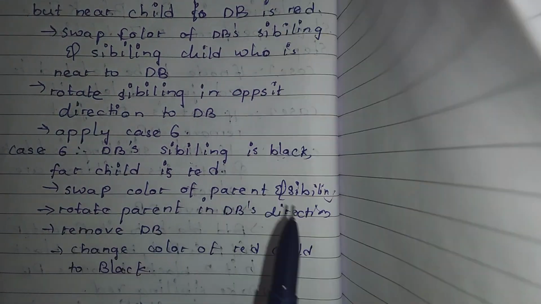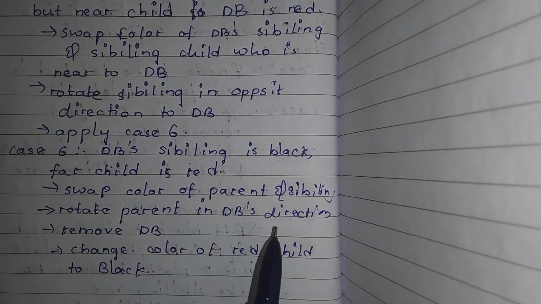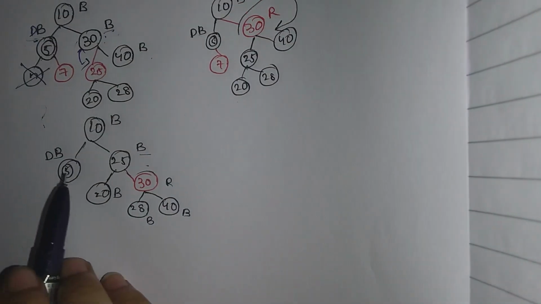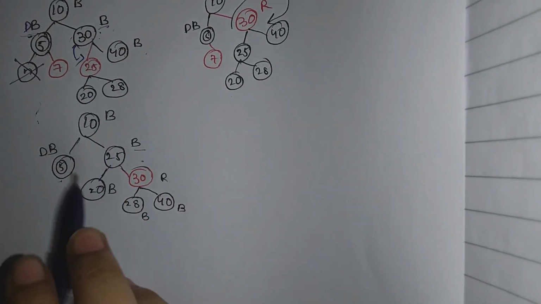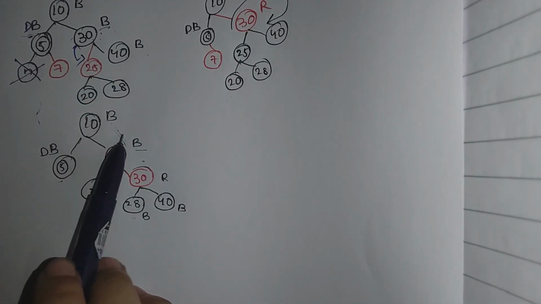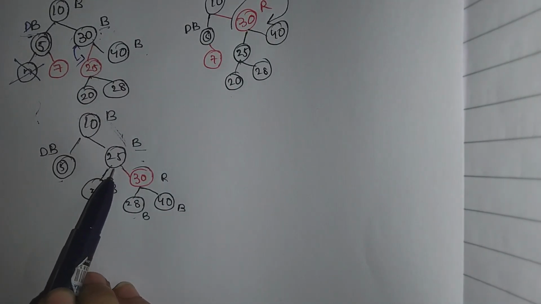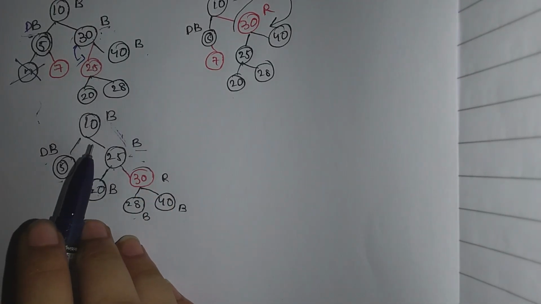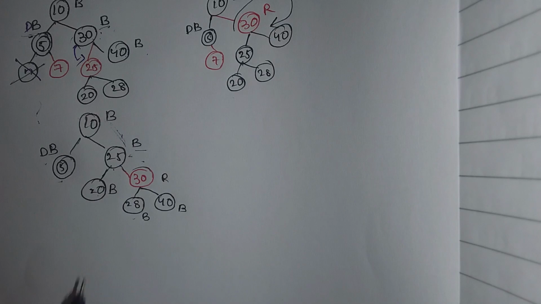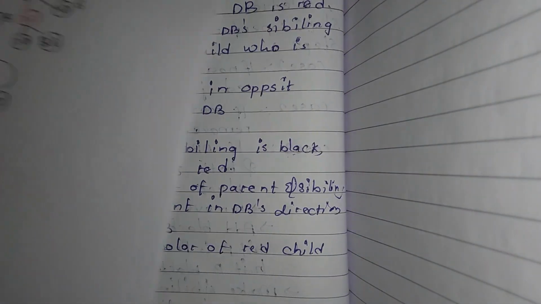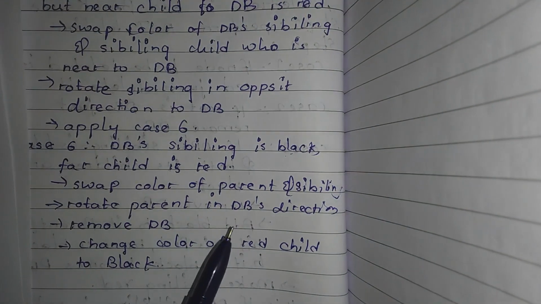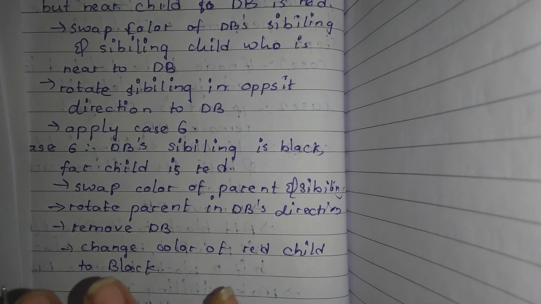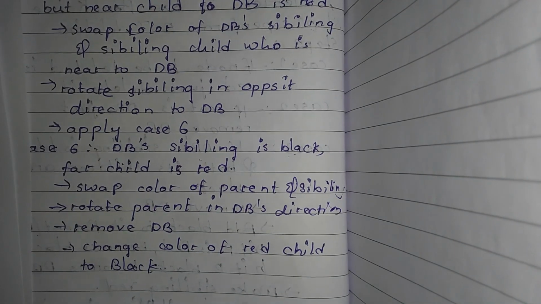Swap the color of the parent and the sibling. Here we do not need to ask the DB's sibling's opinion. We can just give this color to the element by taking the parent of the DB. So the colors of DB's parent and DB's sibling are swapped. Swap the color of parent and sibling, then rotate the parent in DB's direction. So after swapping, the rotation takes place.